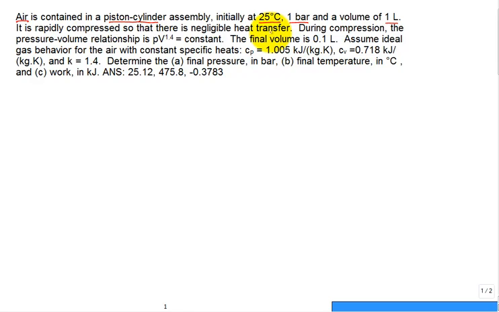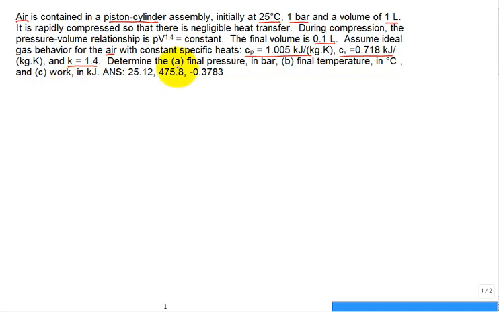There's no heat transfer. During the compression, the pressure-volume relationship is PV^1.4, so it's a polytropic process with n equal to 1.4, PV^n equal to a constant. The final volume is 1/10 of a liter. Assume ideal gas behavior for the air with constant specific heats of C_P and C_V, and the ratio of C_P over C_V is also given as 1.4.